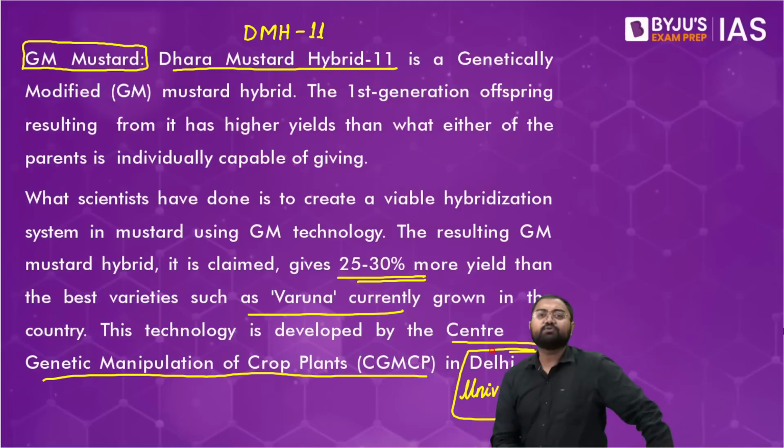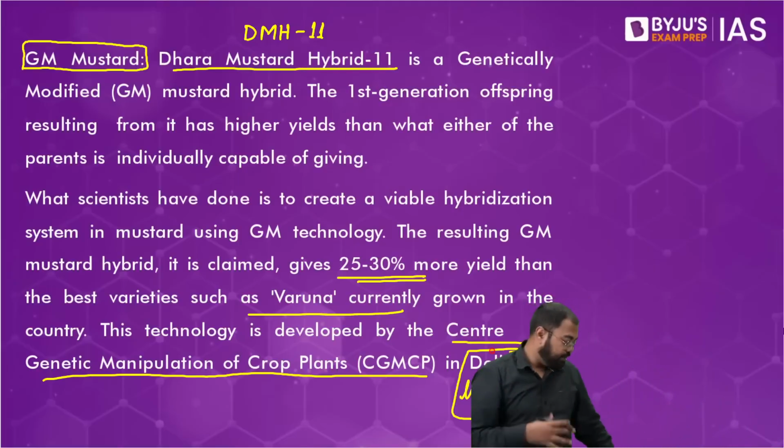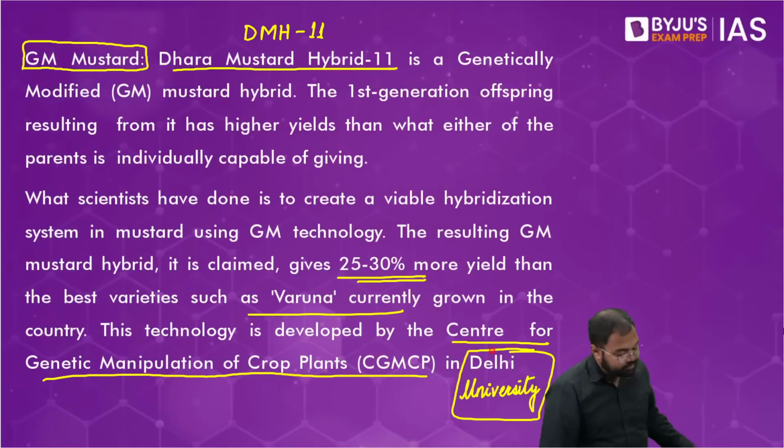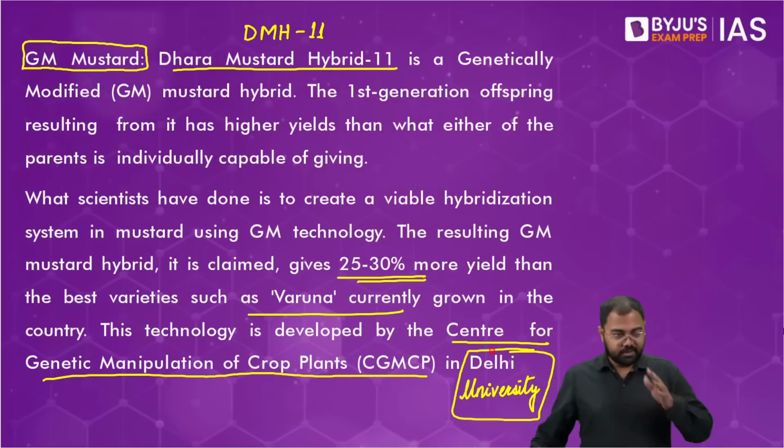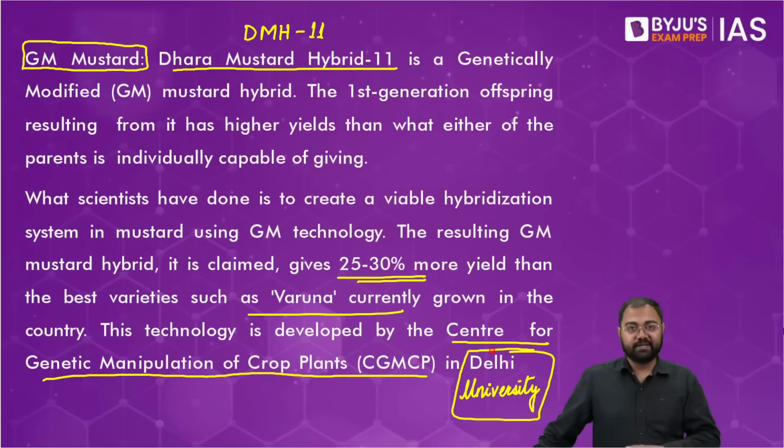So that is why in 2018 it was about to be introduced into the Indian markets. The seeds of DMH-11 were about to be made available to Indian farmers. It was given a go-ahead by the Genetic Engineering Appraisal Committee and also by the Government of India. But then the Supreme Court intervened and put a stay on the release of DMH-11 seeds.